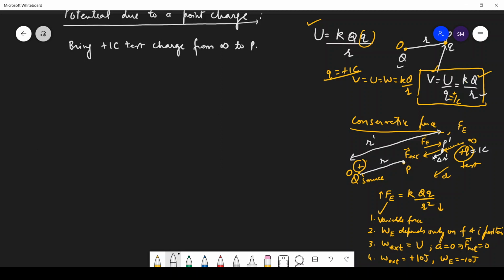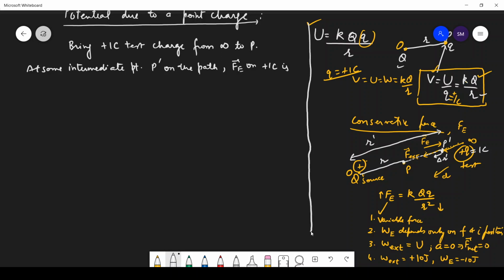So here I am bringing it here. So on this path I have this P dash also. Now at some intermediate point, P dash on the path, what will be the electric force or electrostatic force on plus 1 coulomb? So this diagram is given in your book also, figure 2.3. So this is the derivation I am writing over here.